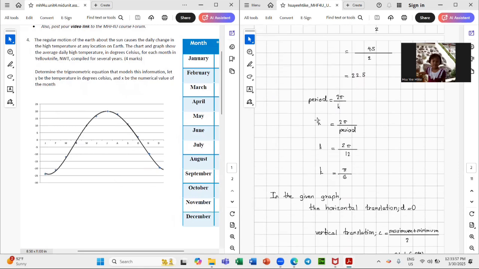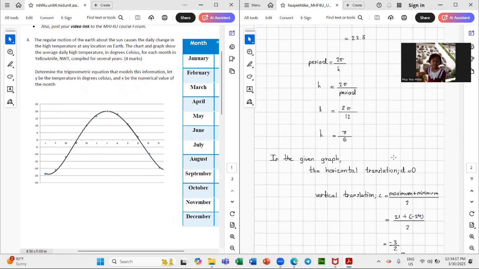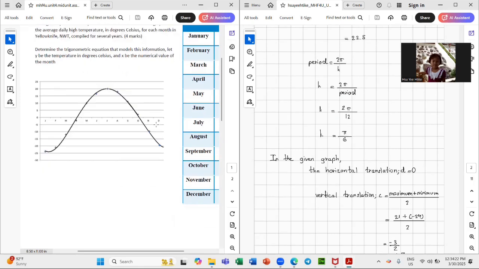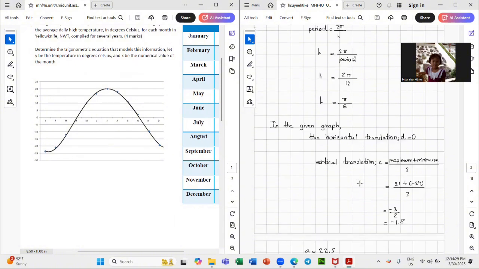To find K, we need to know the equation of the period. Period is equal to 2 pi over K. So to determine K, we have to rearrange the equation. K is equal to 2 pi over period. So K is equal to 2 pi over 12, and the value of K becomes pi over 6. In the given graph, there's no horizontal translation, so the value of D is 0.